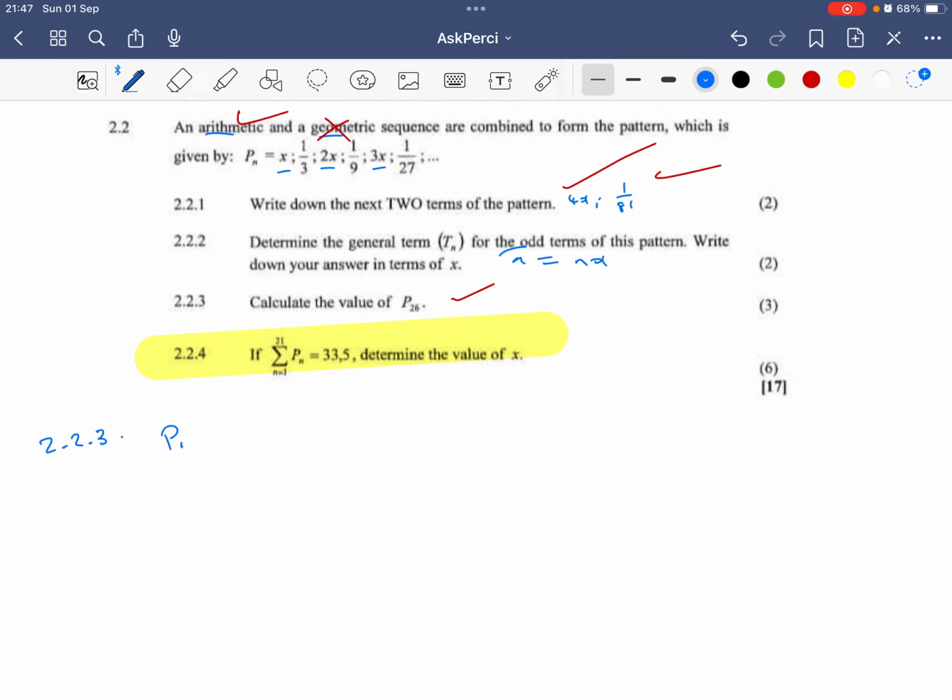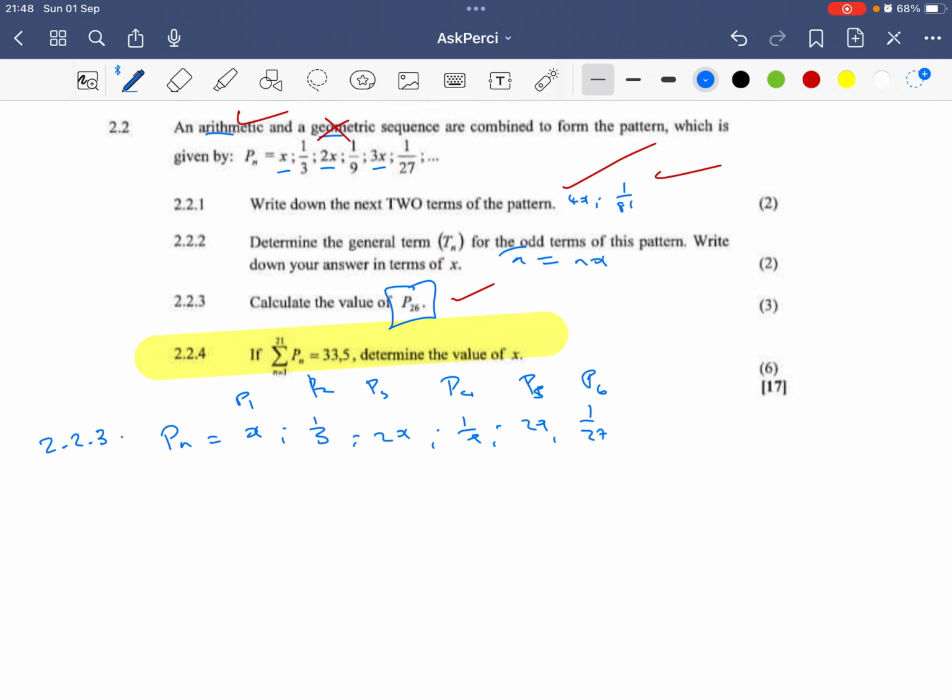Okay, so we have Pn, right? X, that is P1. That's X. 1 over 3, that's P2. 2x, 1 over 9, 2x, 1 over 27. So this is P2, this is P3, this is P4, this is P5, this is P6. Do you agree? Great. However, they say P26.